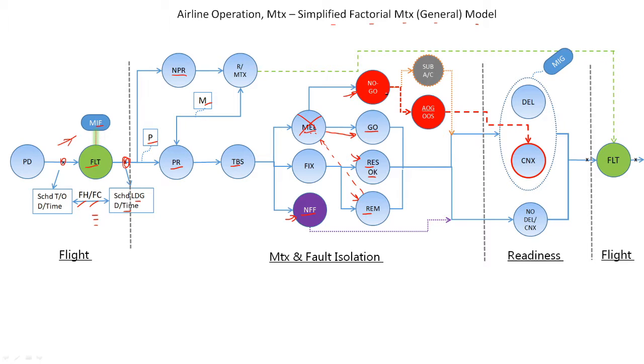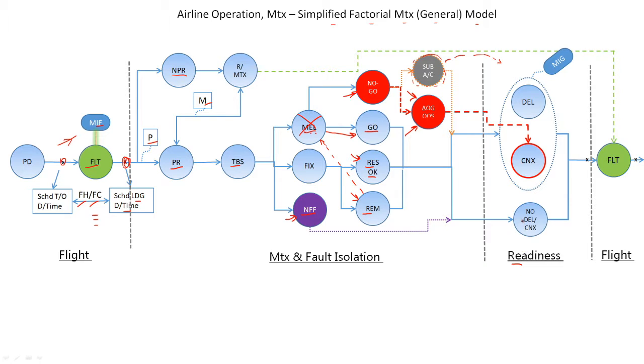Then if it is no go, definitely the aircraft is on the ground, AOG, and we have a technical out of service. Now operation can say, hey, dear mechanic, you can take your time, we have a substitute aircraft, we can spare an aircraft. This brings us to the next operational segment, which is readiness. Again, I'm going to give you a very simple example. In real life, it's more complex.